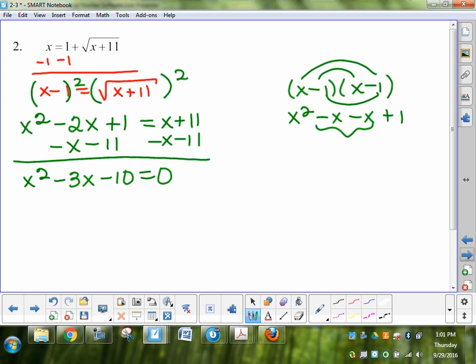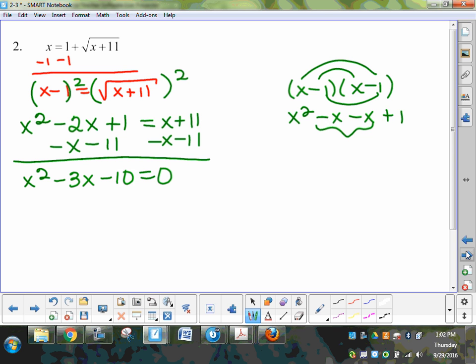Now, you have to ask yourself, does that factor? There is no GCF. It's not a difference of perfect squares. It's not a difference or sum of perfect cubes. My leading coefficient is 1. I need numbers that multiply to negative 10 and add to negative 3. Hands up, please, if you can tell me what the two binomials that this will factor down to are. Notice it's an equation, so you keep the equals 0 on it. What will this factor down to?